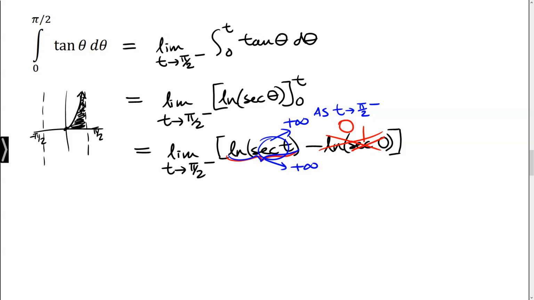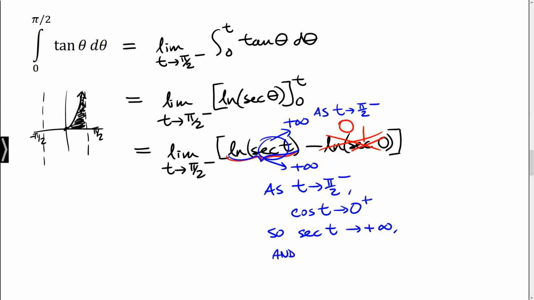So let me write that out here. This is saying as t approaches pi over 2 from below, cosine approaches 0 from above, so secant approaches plus infinity, and natural log of secant also approaches plus infinity. So this diverges.